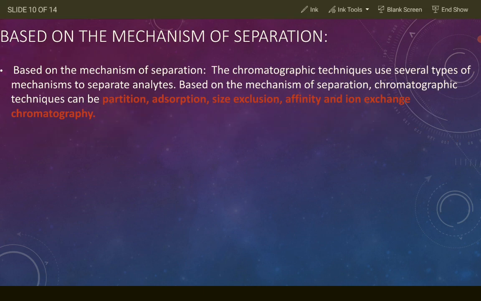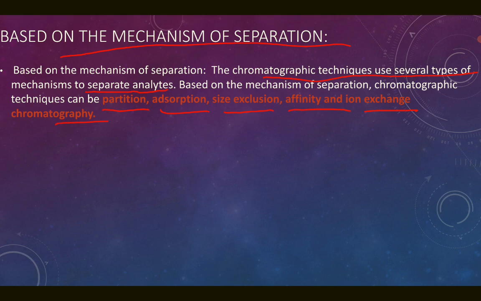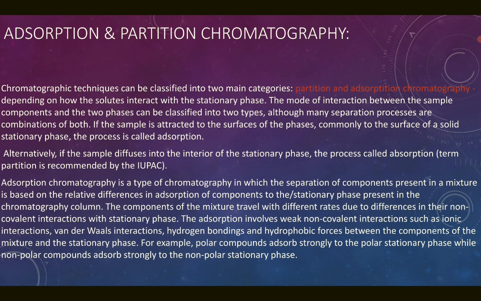So now it's based on the mechanism of separation. Based on the mechanism of separation, the chromatographic techniques use several types of mechanism to separate analytes. It could be partition, adsorption, size exclusion, affinity, and ion exchange chromatography. Let's see all of them in detail.